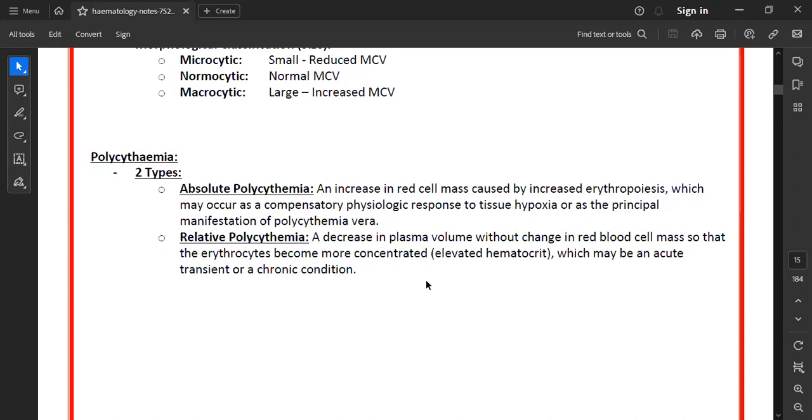Polycythemia. Polycythemia is increased production of red blood cells. Okay, let me just read it. Absolute polycythemia, the first type of polycythemia, is an increase in red cell mass caused by increased erythropoiesis, which may occur as a compensatory physiologic reaction or response to tissue hypoxia, or as a principal manifestation of polycythemia vera.